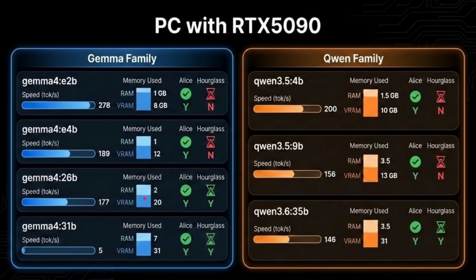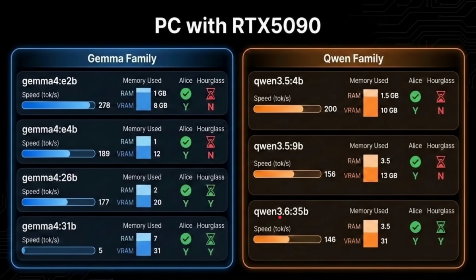So, there you go. Then on the Qwen side, here we can see much faster, 200 tokens a second, much faster than it was without GPU acceleration, 10 gigs of VRAM used. The 9 billion, 156 tokens a second. Now on both of these, the Alice questions were answered, because even if it kind of got stuck or took a long time to get through its thinking, at this token rate, it was worth just waiting that extra minute and it all sorted itself out. Neither of them could answer the hourglass question though.